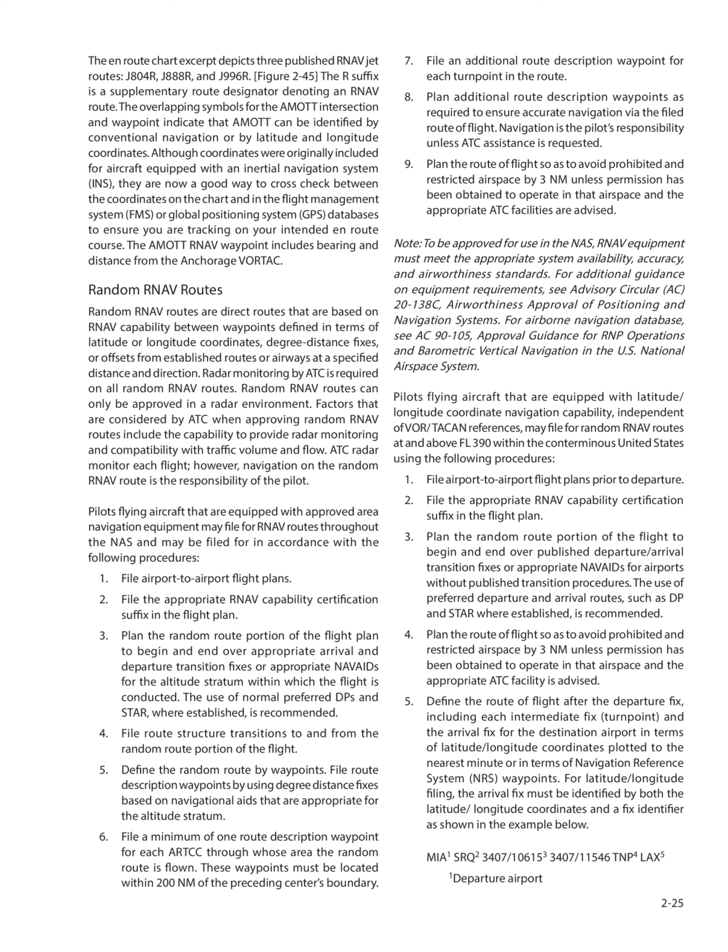Pilots flying aircraft that are equipped with latitude/longitude coordinate navigation capability, independent of VOR/TACAN references, may file for random RNP routes at and above FL 390 within the conterminous United States using the following procedures. 1. File airport-to-airport flight plans prior to departure. 2. File the appropriate RNP capability certification suffix in the flight plan. 3. Plan the random route portion of the flight to begin and end over published departure/arrival transition fixes or appropriate NAVAIDs for airports without published transition procedures. The use of preferred departure and arrival routes, such as DP and STAR where established, is recommended.